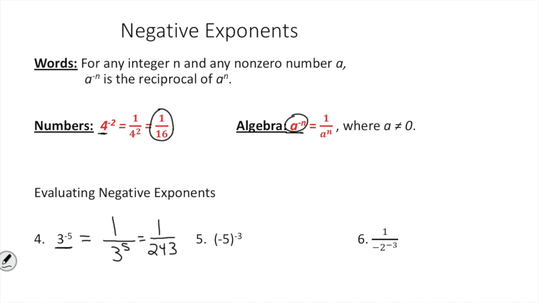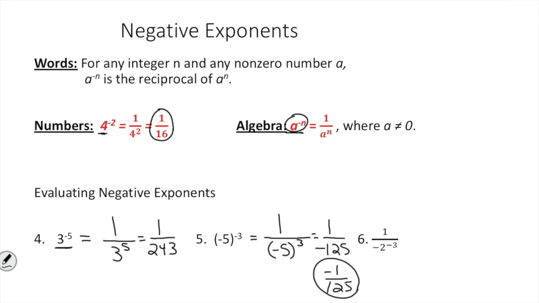Here, the negative is in the parentheses, so this negative is going to move with this power. The negative 5 has to move to the denominator, making that a positive exponent now. Again, I put a 1 up in the numerator. Now I have 1 over negative 5 to the third power. Negative 5 times negative 5 times negative 5 would be negative 125. We typically don't leave the negative in the denominator, so I just rewrite this as negative 1 over 125. And there's my final answer.